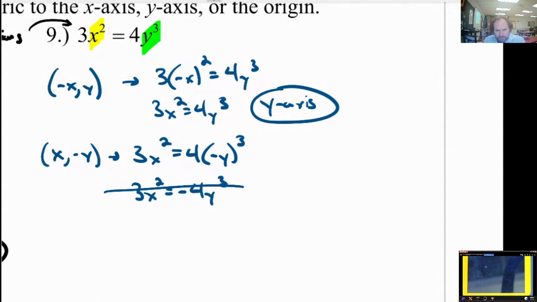And I think since both of them don't work, we can rule out origin symmetry right now and just not worry about it. I'm trying to give an example of where origin symmetry works where they don't both work on this one.